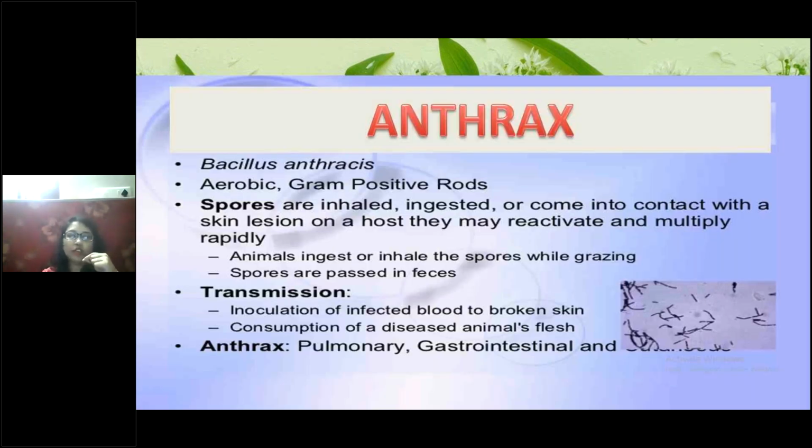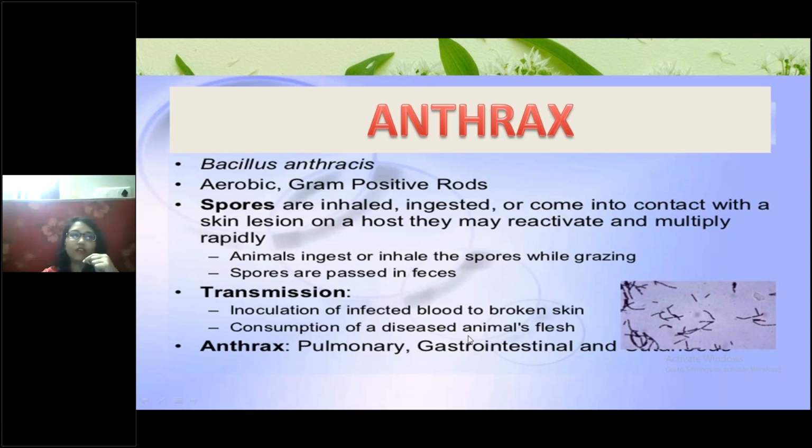So these are aerobic organisms. These are gram-positive rods, as you see in this picture. So these spores are inhaled, ingested, or come into contact with a skin lesion on a host, and then they may reactivate and multiply rapidly. So infected blood to broken skin, or consuming diseased animals' flesh, there can be pulmonary, gastrointestinal, or even cutaneous anthrax.